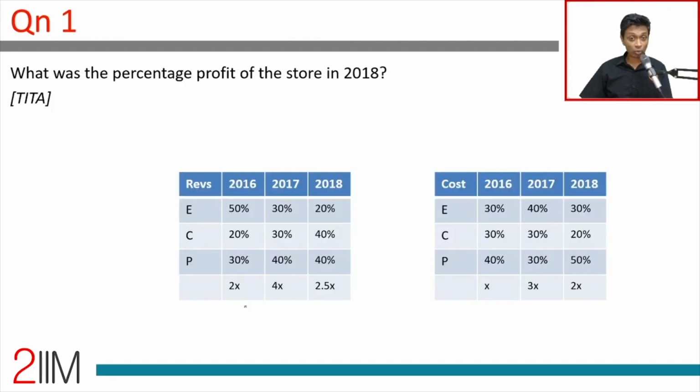What is the percentage profit of the store in 2018? 2018 cost is 2X. Revenue is 2.5X. Profit is 0.5X. Cost is 2X. 0.5 by 2 into 100. 1/4 into 100. 25%.